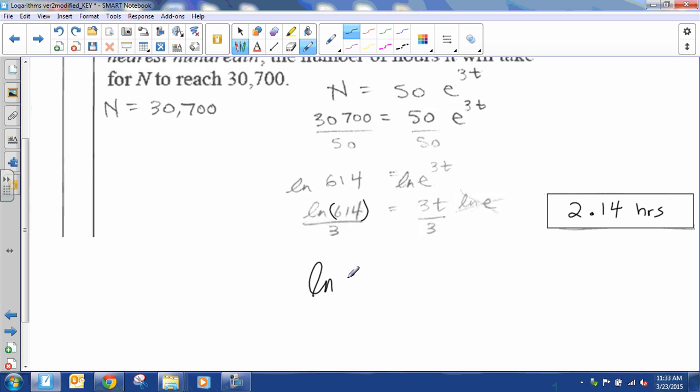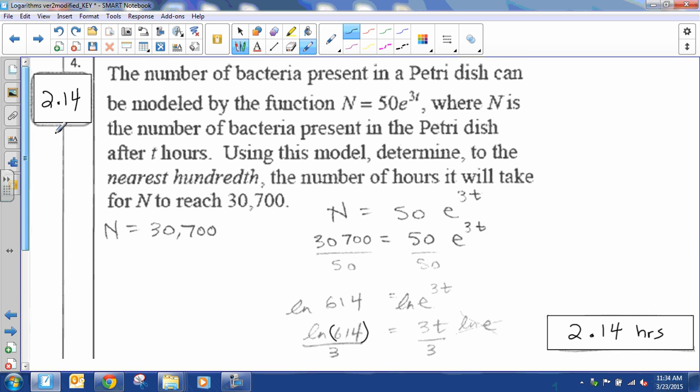So we put this in the calculator, it's ln of 614. Close your parentheses, then divide by 3. If you don't close your parentheses, you're going to get a wrong answer here. So the answer is 2.14 hours.